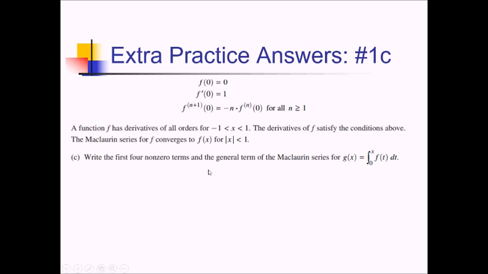On this part, we want to write the first 4 non-zero terms in general term of a Maclaurin series for g, which is essentially the integral from 0 to x of f of t dt. So from part A, again, here was the f of x function, or at least the series for it. So now I basically want to take the antiderivative of this and plug in 0 and x. If I do that, I would basically get the antiderivative of all this stuff with t's in it instead of x's. I would then plug in x and 0.